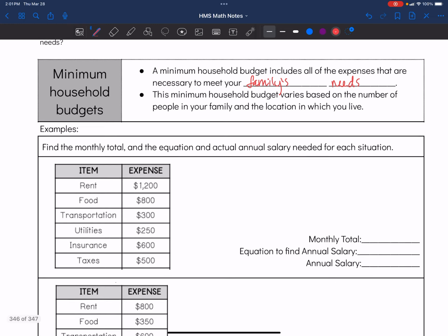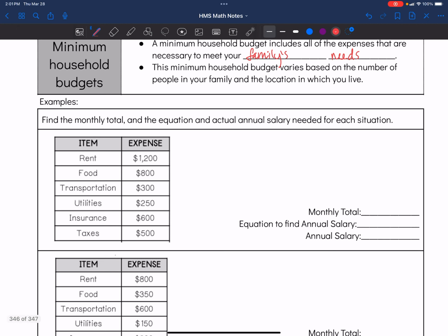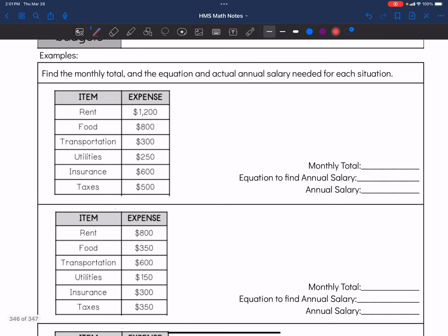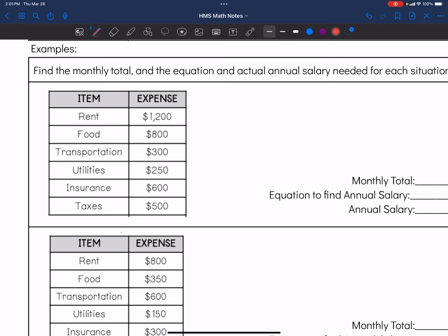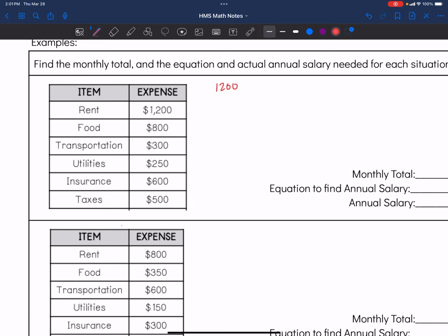So let's go through some examples of what you're going to see and the kind of stuff that you need to know. So example 1, find the monthly total and the equation and actual annual salary needed for each situation. All right, first we have our item and then the expenses. So I guess how much each of these cost. Let's add them all together, right? So we can see exactly how much we're dealing with. So I'm going to add together all of these items, all of my expenses. And I like to do it all in one. If you need to break it up, that's fine.